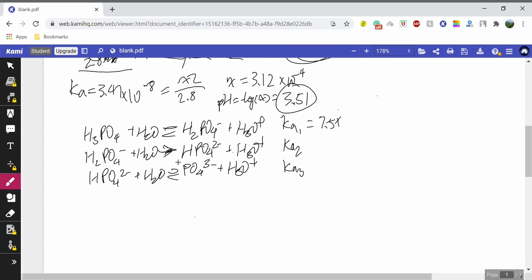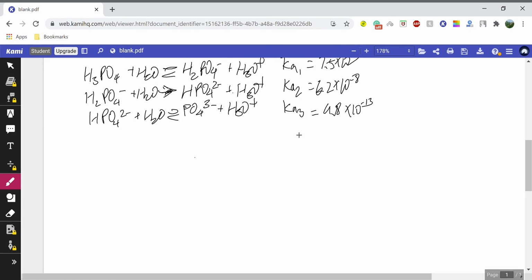K1 is 7.5 times 10 to the negative third power. K2 is 6.2 times 10 to the negative 8th power. And K3 is 4.8 times 10 to the negative 13th power. Notice how K1 is significantly larger than K2 and K3. That is going to be the case in most situations. The K1 value is usually much greater than the remaining ionization values, because the H plus from the first ionization causes the remaining ionizations to shift left and favor the reverse reaction. Therefore, in general, when we're calculating the pH, we're going to use the concentration of H plus in Ka1 only, because the other two are way too small.